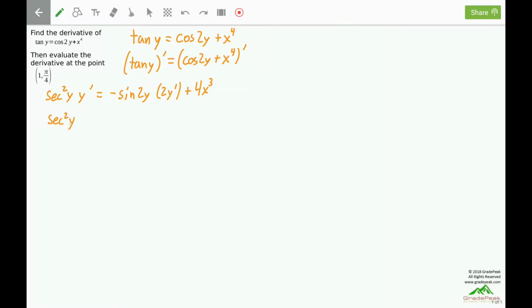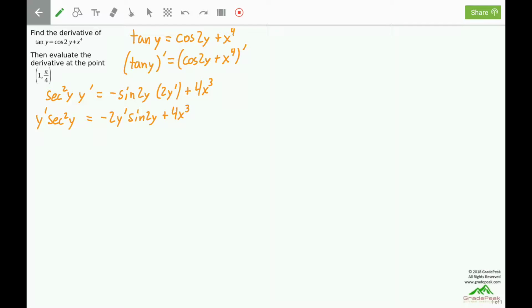We will want to solve for y prime here. I'm going to put the y prime on the left side of the secant squared. It's not inside of the secant squared, and so it's best written in front of it. And just the same for the sine 2y term, I'm going to bring the 2y prime out front with the negative, so negative 2y prime, and then sine of 2y, since it's not inside the sine, only the 2y is, plus 4x cubed.